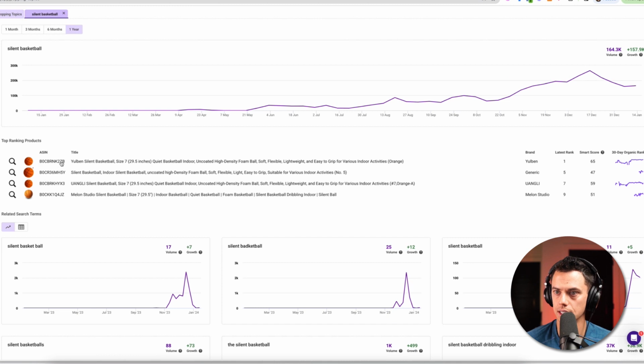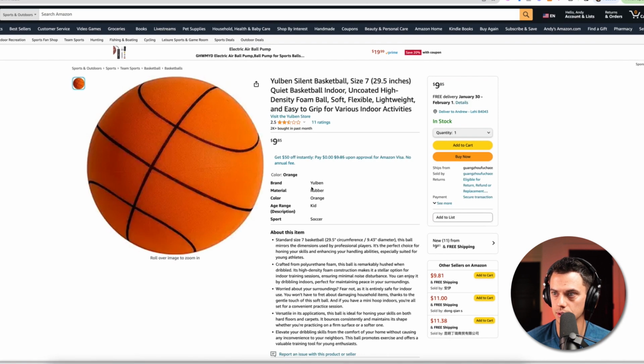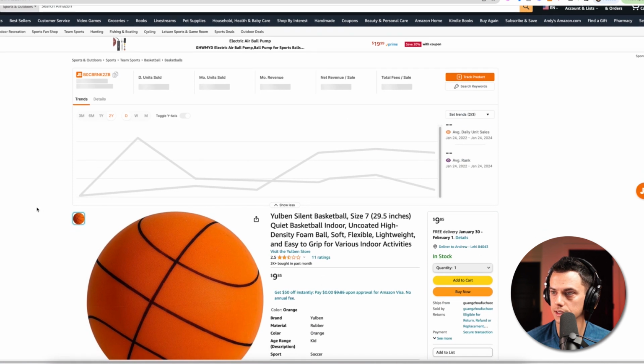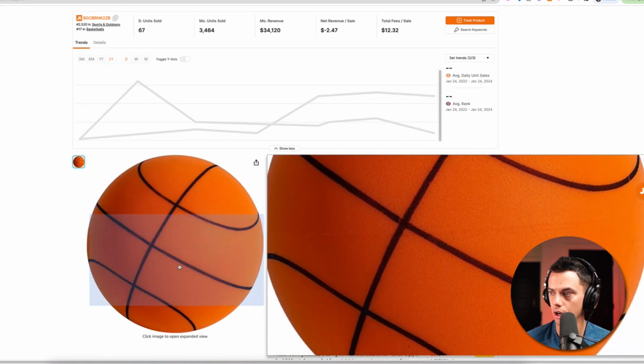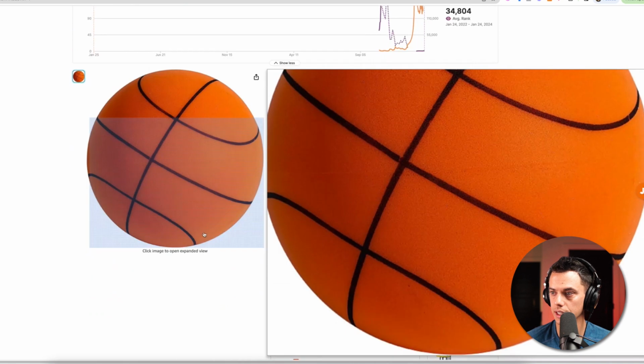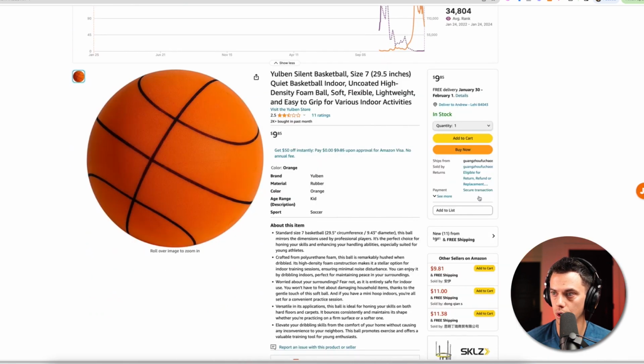I don't even know what this is. Now I'm so curious. Let me open it on Amazon and see what this is. Quiet basketball indoor, uncoated, high density foam ball. Okay, so literally, guys, it's just a foam ball, but it has painting on it like it's a basketball.